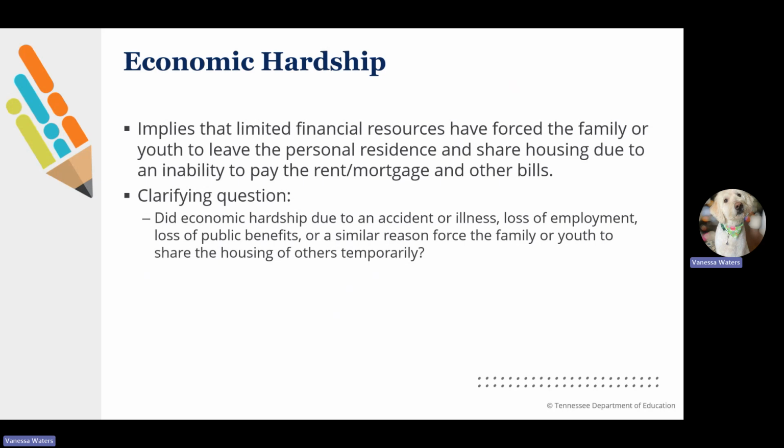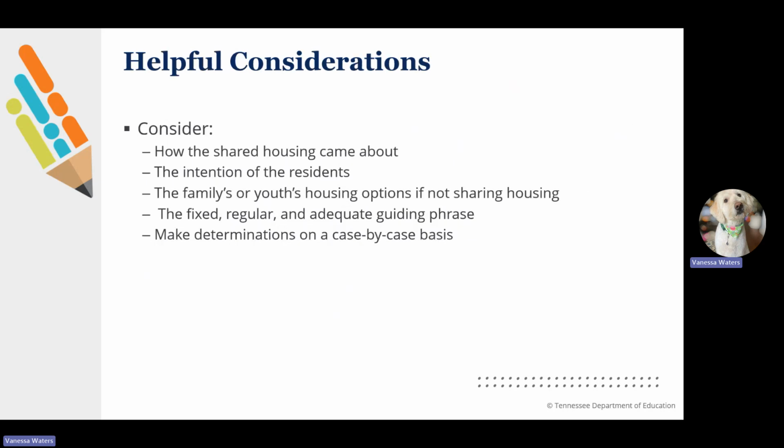And then in this situation, if it's shared housing, is it going to be temporary? Is there a plan for them to move in, to get back on their feet, and be able to establish a housing situation, maybe through community partners, through HUD, or is this going to be a permanent move-in with a family member, friend, whoever it may be, because the situation is going to be beneficial for both of the families? Again, clarifying questions to consider when you're determining eligibility.